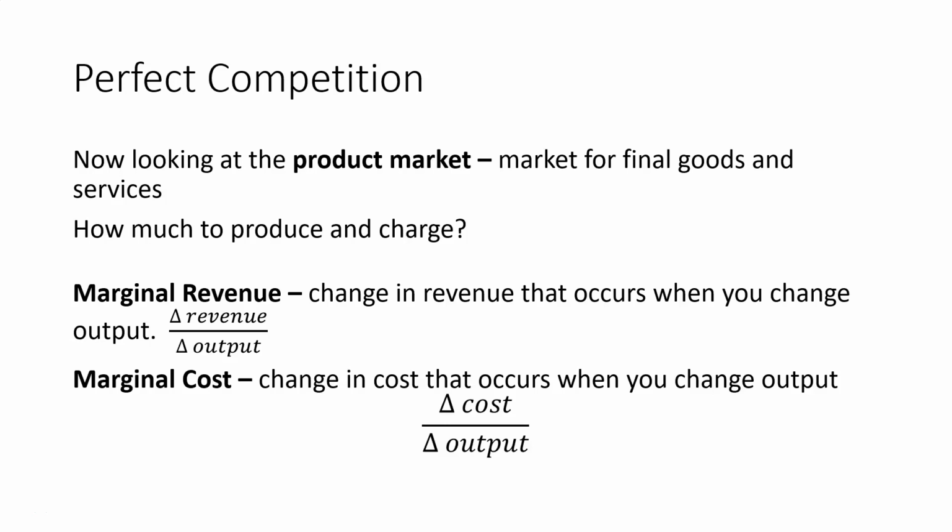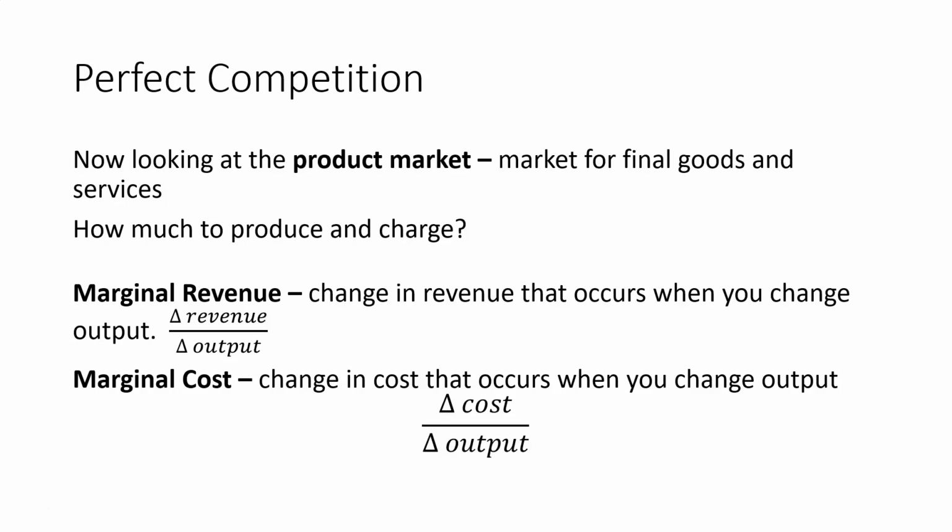Now, when we're looking at perfect competition, we're looking at the product market. We're looking at the market for final goods and services. So now, as a producer, you're trying to decide how much of a good to make. So we go back to that cost benefit analysis that we talked about earlier. And this time, instead of marginal revenue product, we're looking at marginal revenue. Marginal revenue is defined as the change in revenue which occurs when you change output. All right, different than marginal revenue product because that was change in input. But marginal revenue is the change in revenue which occurs when you change output. So that's the additional benefit of producing an additional unit of the good.